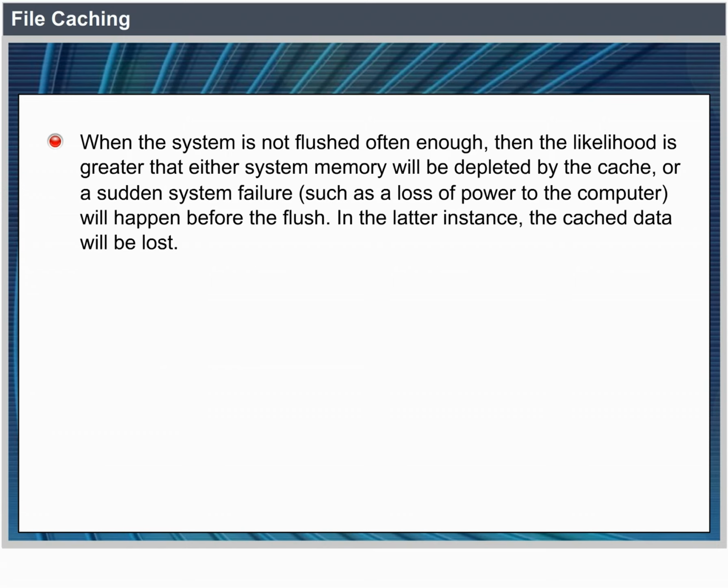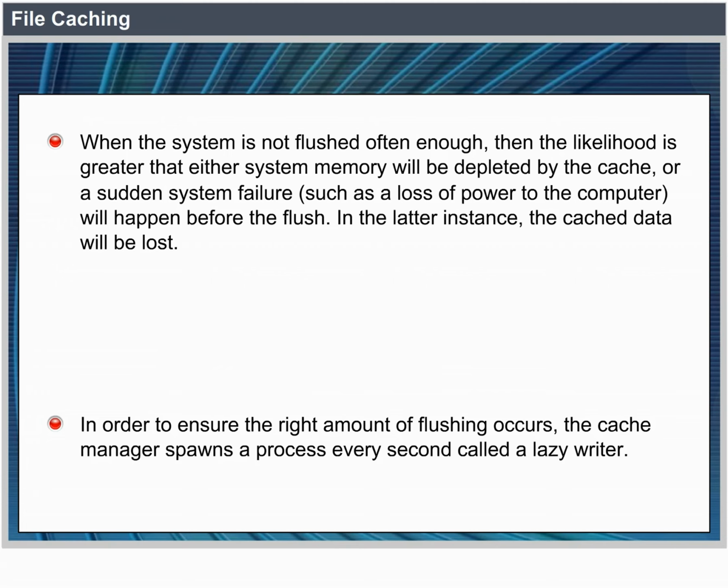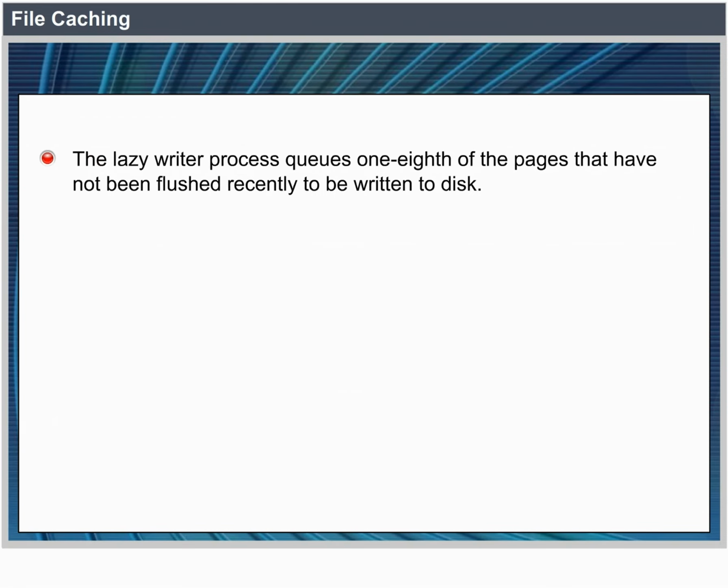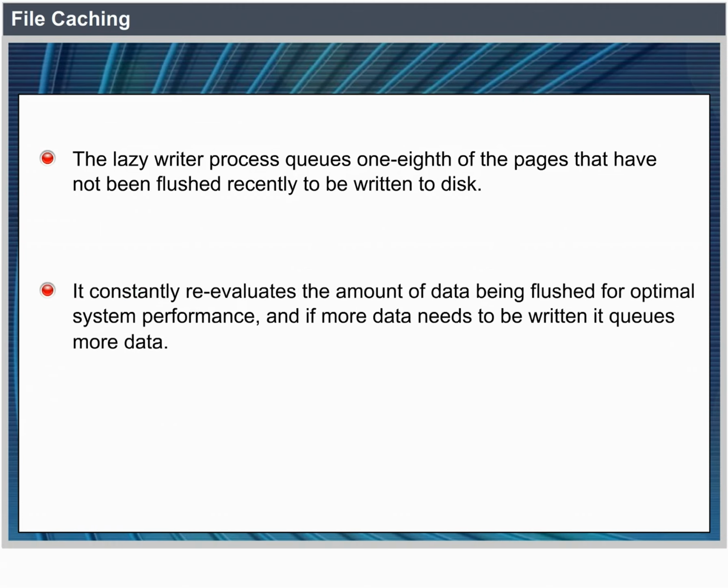To ensure that the right amount of flushing occurs, the cache manager spawns a process every second called a lazy writer. The lazy writer process queues 1/8 of the pages that have not been flushed recently to be written to disk. It constantly re-evaluates the amount of data being flushed for optimal system performance, and if more data needs to be written, it queues more data.